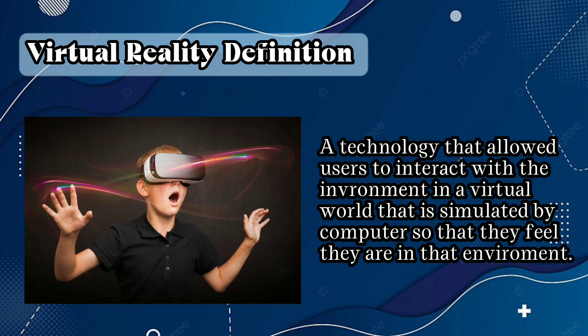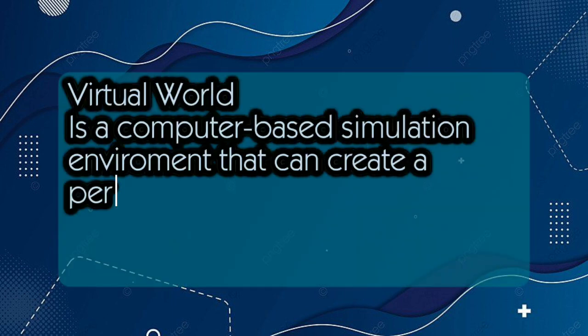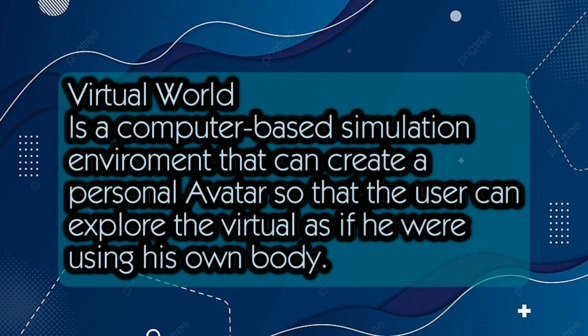Virtual reality definition. A technology that allows users to interact with the environment in a virtual world that is simulated by a computer so that they feel they are in that environment. Basic virtual reality. Virtual reality contains several important elements, namely virtual worlds. A virtual world is a computer-based simulation environment that can create a personal avatar so that the user can explore the virtual world as if he were using his own body. Users use avatars in the form of screenplays and scripts.